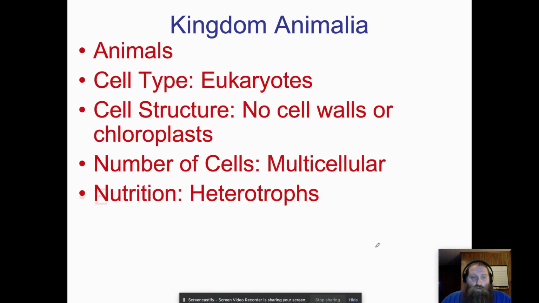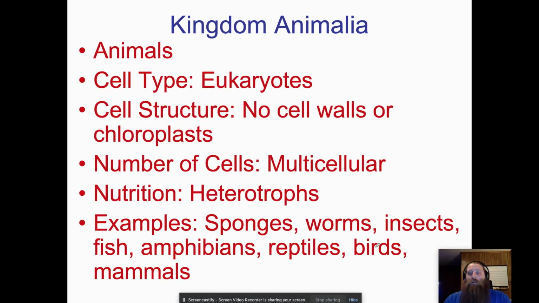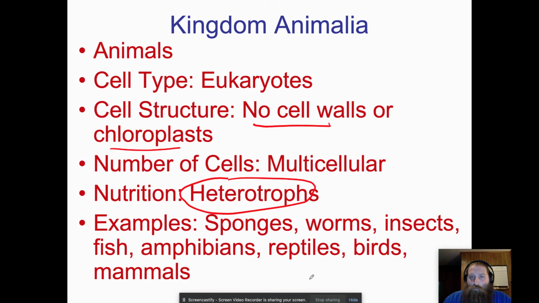Animals, right? Our last kingdom of the four. Again, eukaryotes. They have no cell walls, no chloroplasts, neither one. And because of the fact they don't have chloroplasts, they're heterotrophs, right? And I'm sure you can think of some examples of animals: sponges, worms, insects, us, right? All the reptiles, so dinosaurs, whales, Komodo dragons, iguanas, finches, right? Cardinals, bluebirds, all of those fall under the kingdom Animalia.